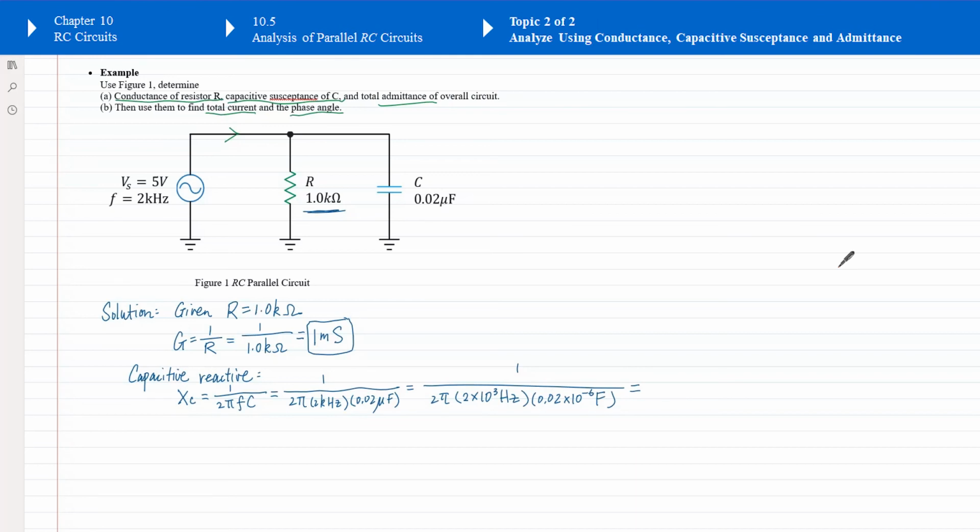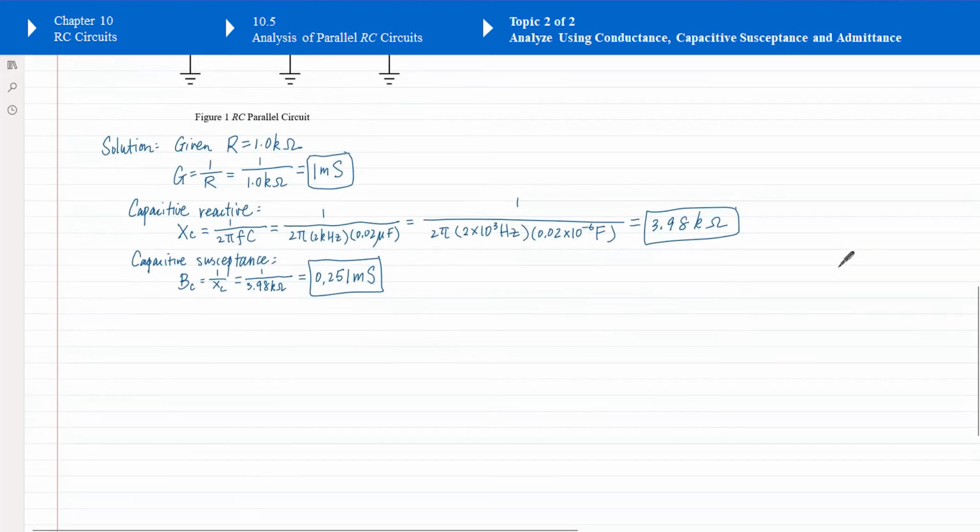Use calculator and then find that this equals 3.98 kilo ohm. Since capacitive susceptance Bc is 1 over Xc, and here is 1 over 3.98 kilo ohm. Use calculator, I got 0.251 millisiemens.